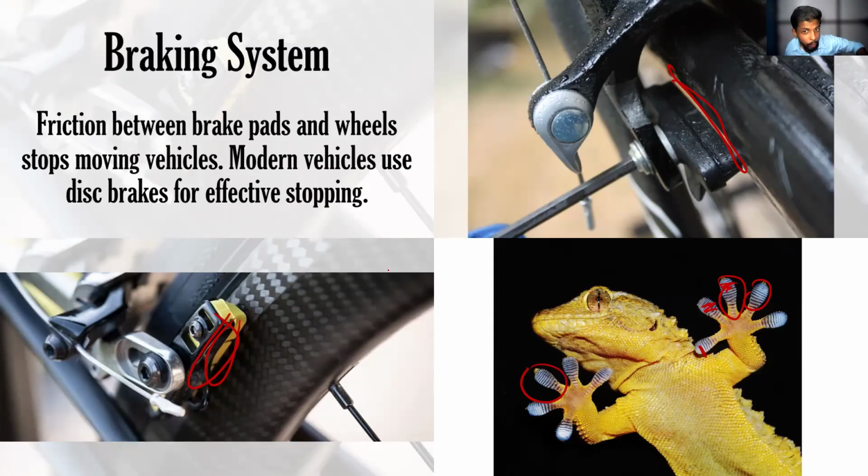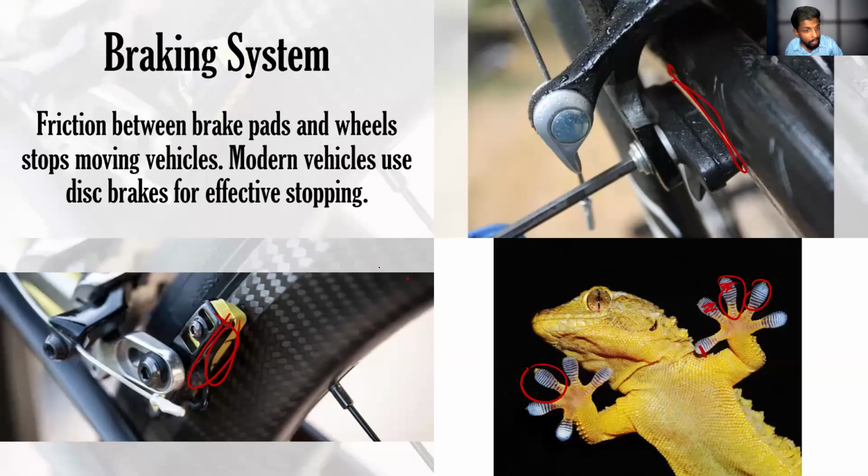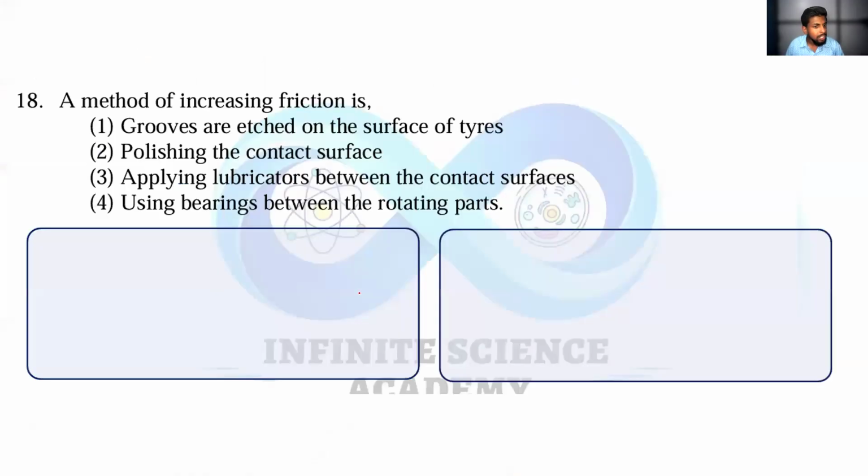So these grooves help in some places: in the braking pad, in the tire, in the coir ropes. If we have the grooves, then only the tire will be stopped, right? Without them, when I apply the brakes, the tire won't stop. So we must have the frictional force, it is important and useful. Okay. Now, Pulal, can you answer this question?